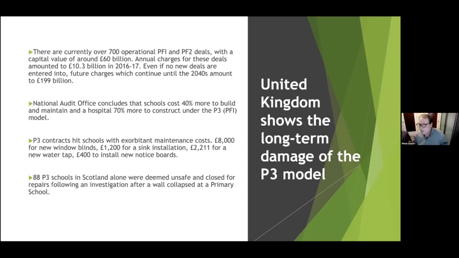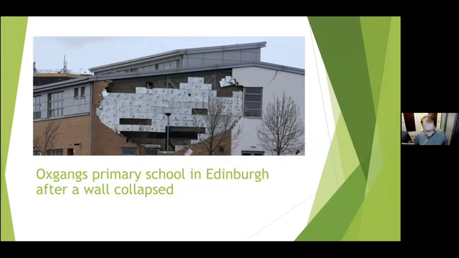What did they get in return for this debt? They must have received top of the line, high quality infrastructure for all this money, right? Not really. They got crumbling schools. This is a wall collapse at a primary school in Scotland that ended up forcing 88 other P3 schools in Scotland to close for repairs after being judged unsafe.